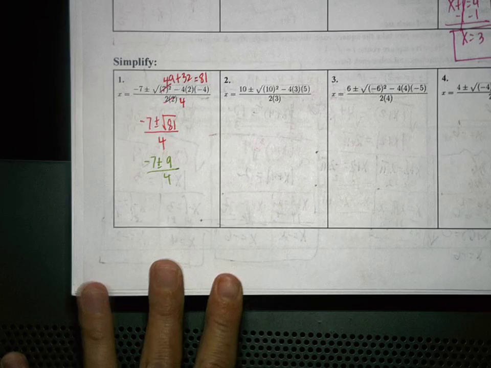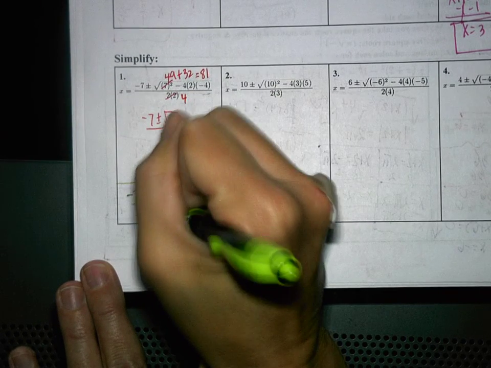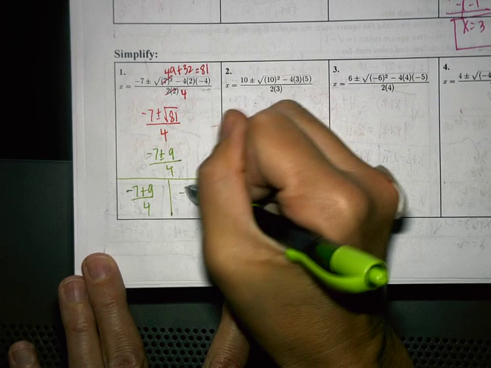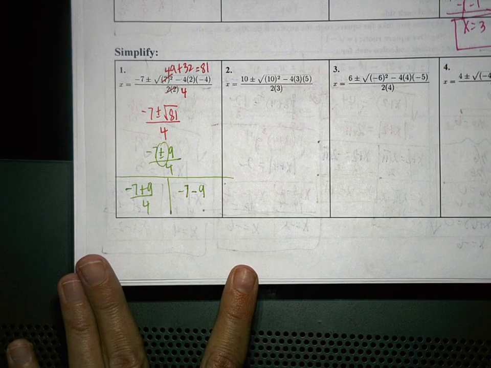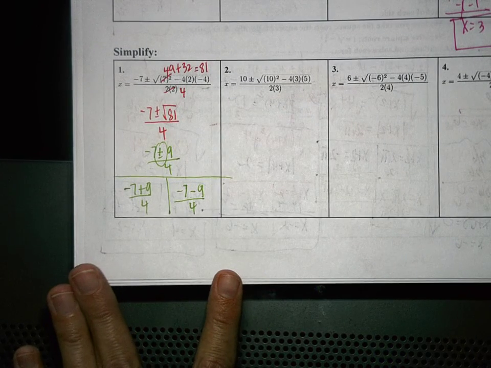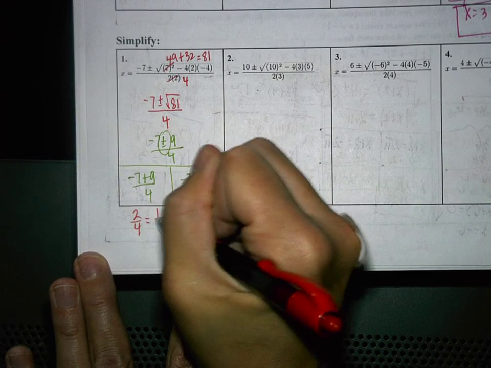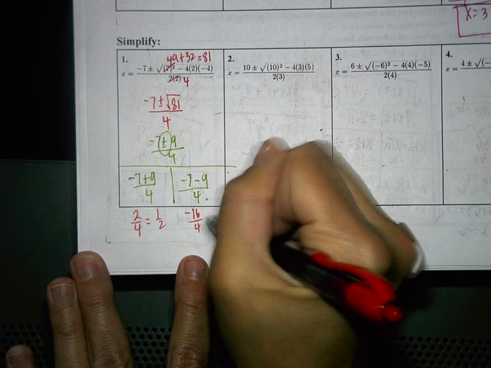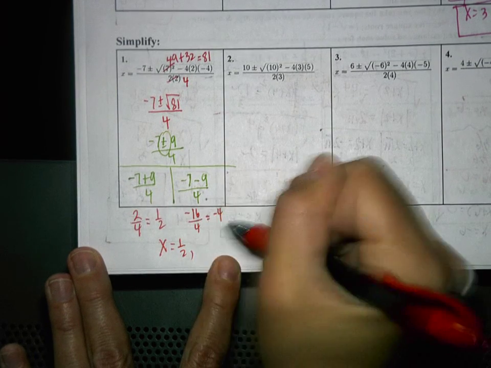So now I actually have negative 7 plus or minus 9 over 4, and we can split those into 2 equations. So we have negative 7 plus 9 divided by 4, and then my other one is what? Negative 7 minus 9. So the plus or minus is what makes our 2 equations. One has a plus 9, one has a minus 9, divided by 4, and then we simplify. What's 9 minus 7? 2. And 2 over 4, what does that reduce to? 1/2. Here, negative 7 minus 9 is negative 16 divided by 4, which makes negative 4. So x equals 1/2 and negative 4.